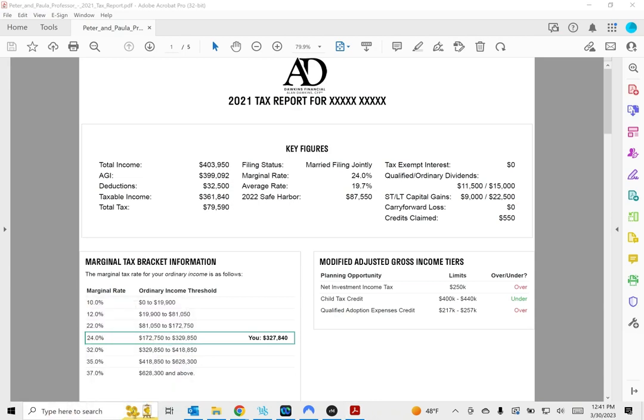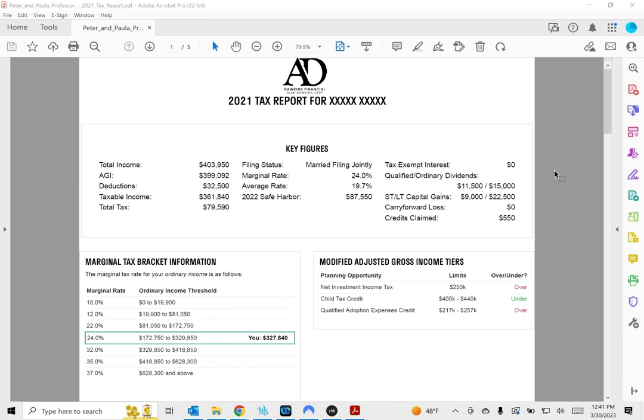So as you can see, this is one of the sample reports. So this is for my client, XXXXX space XXXXX. Kidding. But what it does is it'll give a very brief overview of your tax scenario for that year.